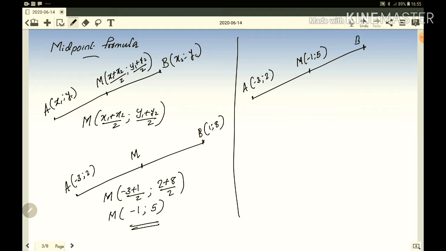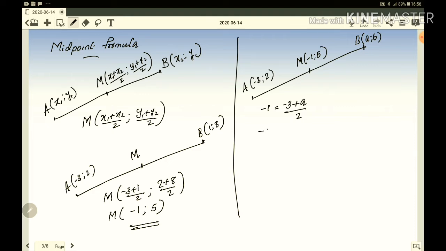What is B? You just put B's coordinates as small a and b, or x and y. You can choose any letters, there's no problem. Now here you are using the idea of a midpoint. So the x value of the midpoint is -1, right? How did you get that -1? The x value of A, that is -3, plus the x value of B, that is a, divided by 2. Then simplify it.